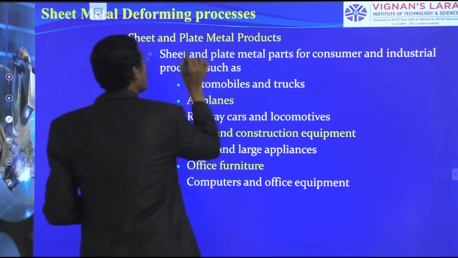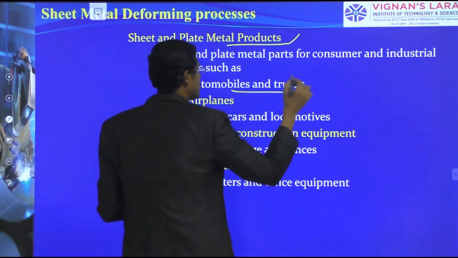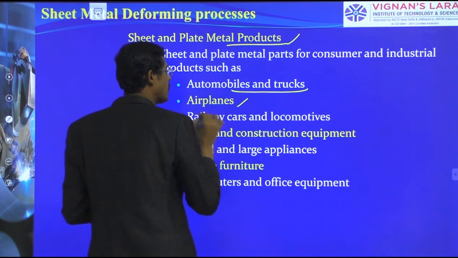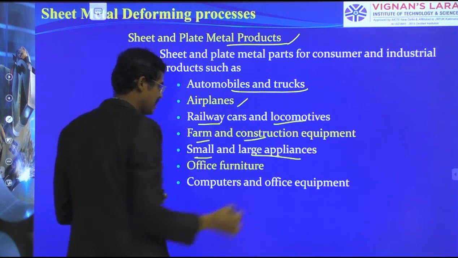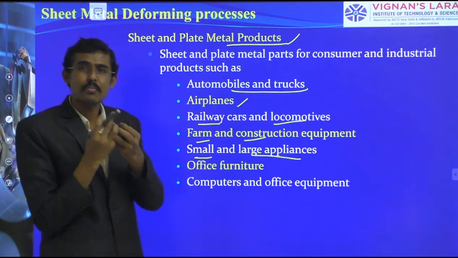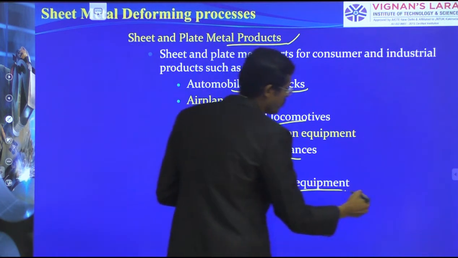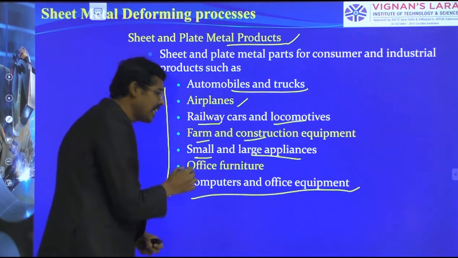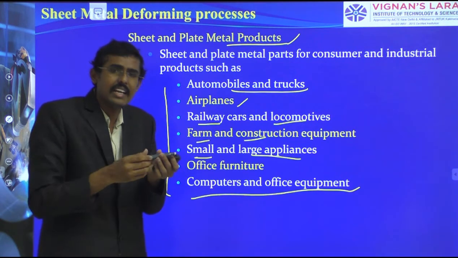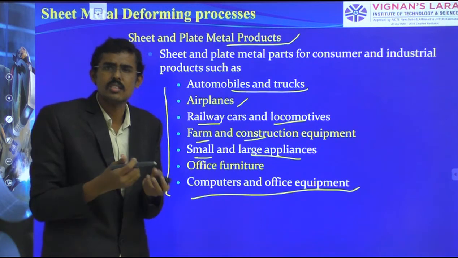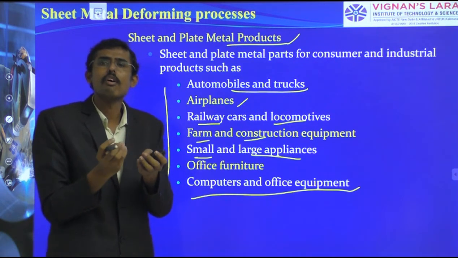Sheet metal products, where are we using them? We are using them in automobiles and trucks, aeroplanes, railway cars, locomotives, frames, constructions, small and large applications of various automobiles, car production, office furniture, computers and office equipment. This is general, I have given it very briefly. But there are more: door handles, frames of homes, all these things can be done by the sheet metal forming process.